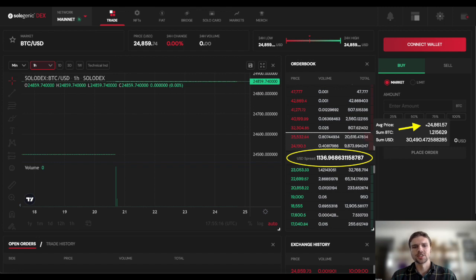In this case, you can see that the current open sell orders would result in a purchase of 1.2 BTC at an average price of $24,861 per Bitcoin for a sum total of $30,490. In this case, the existing spread of 1136 would result in a slippage of approximately 4.6% when executing this buy order.